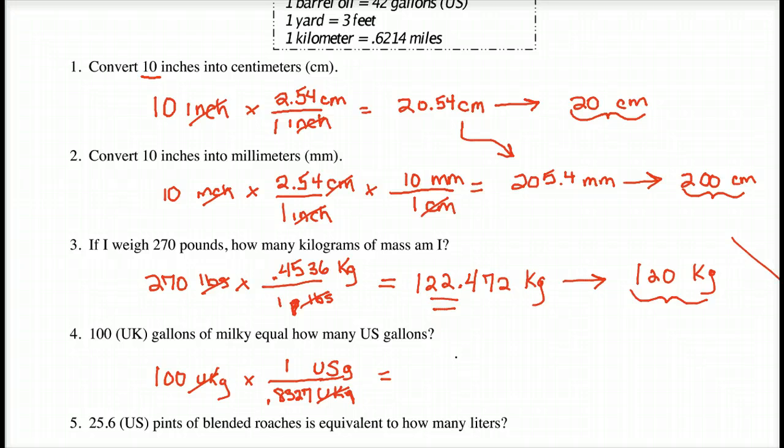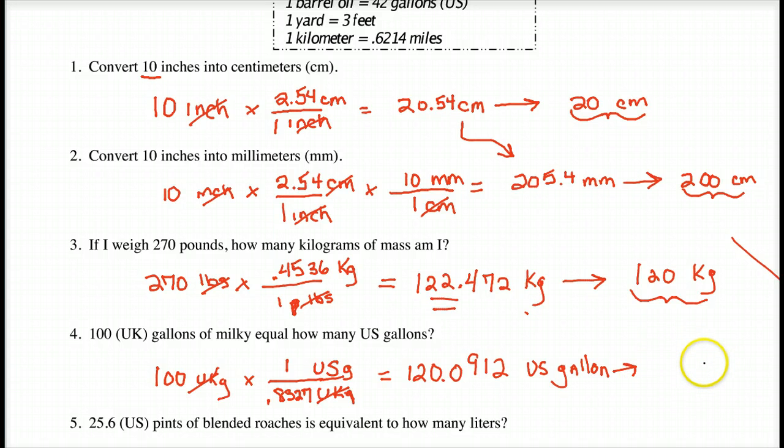100 times 1 divide by 0.8327, and I get my raw number, which is 120.0912. Yes, you know this is US gallons, and of course that is going to be eventually rounded, believe it or not, and I'm just going to leave that blank for now because I don't want to just confuse the discussion.